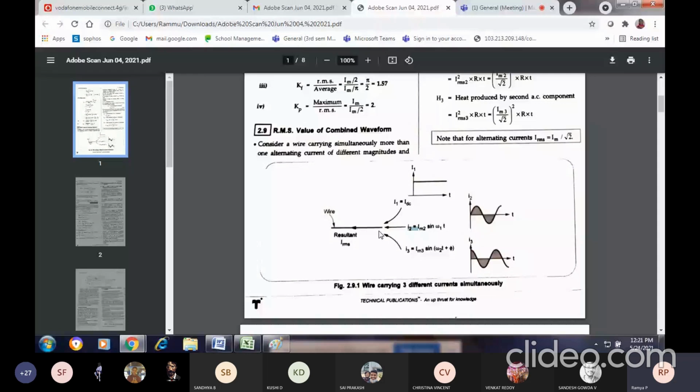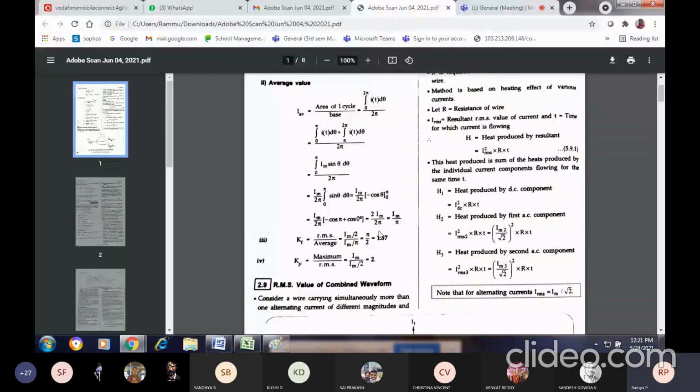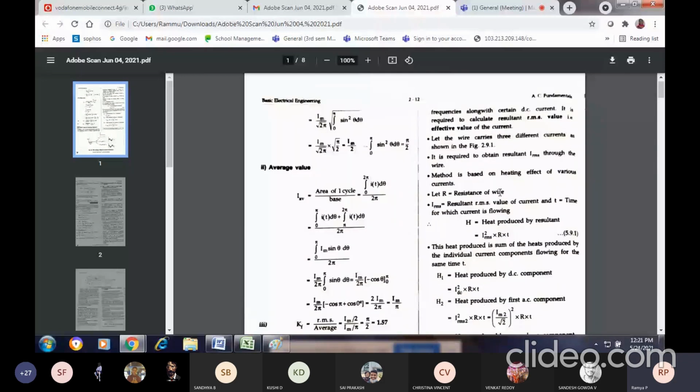I will consider the internal resistance of the wire as R, and I'm going to calculate IRMS. Suppose I consider the amount of heat produced. What is the total overall amount of heat produced when I pass all the three currents? If you calculate that, then you can easily calculate the resultant RMS value of current. The heat produced by the resultant is given by the formula I square RMS into the internal resistance, with variation of time. As time passes, the heat production will be based on the current and the resistance value. Yes, this formula is known to you.